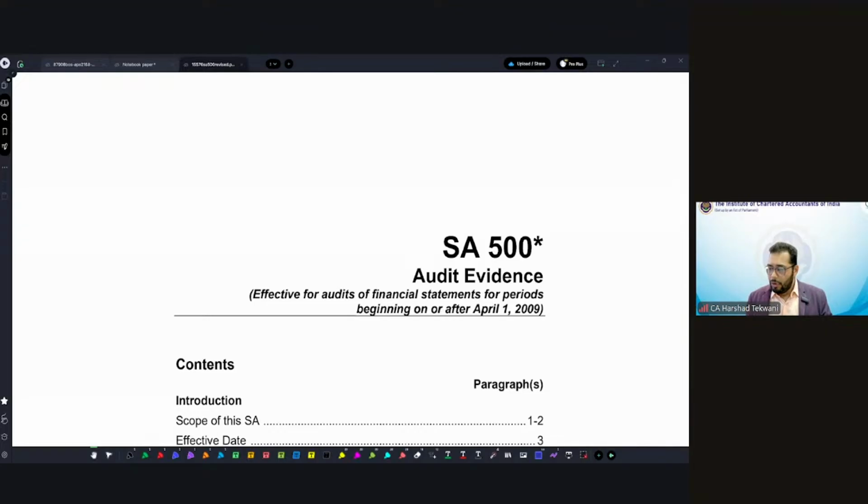So when I talk about audit evidence, I focus on two parts. We will discuss all the things one by one, but I'm focusing on two parts: quantity, that is sufficient, and appropriateness, that's the quality of the audit evidence. Quantity and quality, sufficient and appropriate.